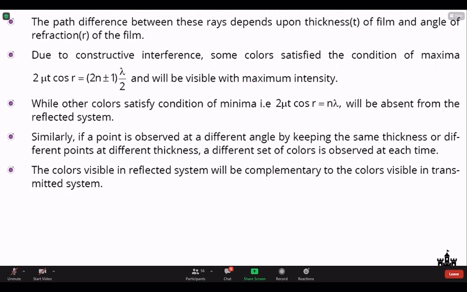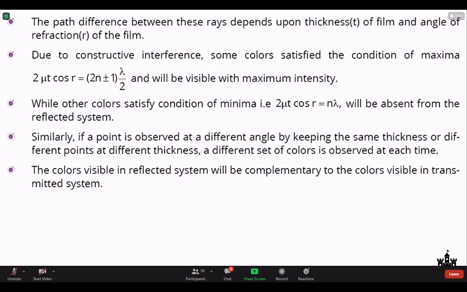And the colors which will be absent from the reflected system, or won't be seen because of destructive interference, follow the condition for destructive interference, or condition for minimum, which is 2 mu t cosine r equal to n lambda. This is a very important property which you should remember.